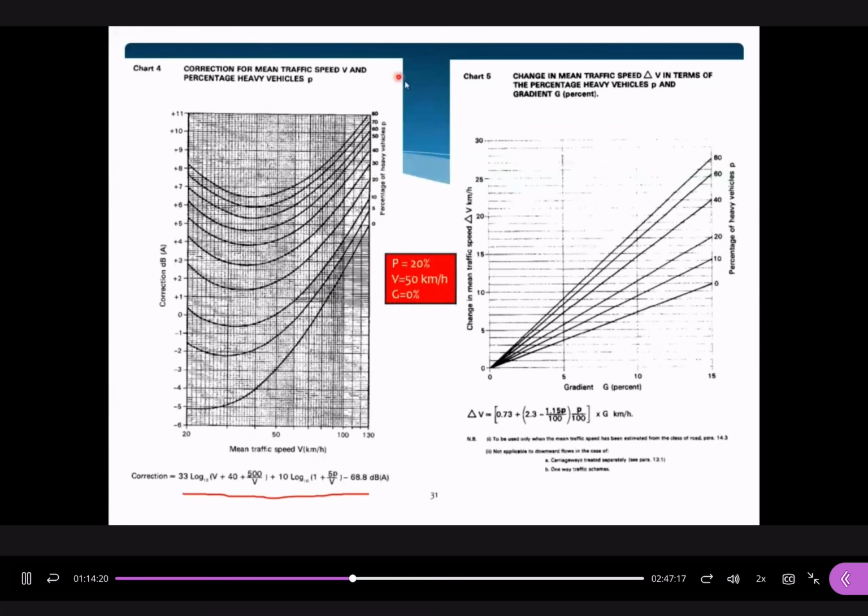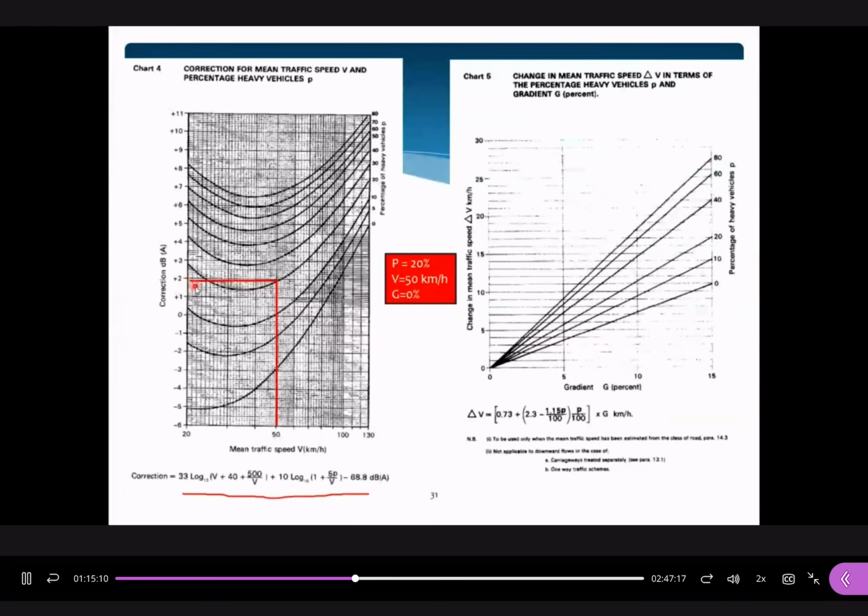Now, if the percentage of heavy vehicles is 20%, the vehicular speed is 50 km per hour, and there is no gradient. When you read the data from this chart, this is 50, correct? And the percentage of heavy vehicles is 0, 5, 10, and 20. So this is the intersection point. When you get the intersection point, you can draw horizontal lines to locate the correction factor. The correction factor here is about 1.9 dBA, correct?